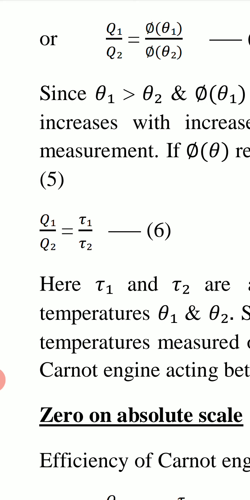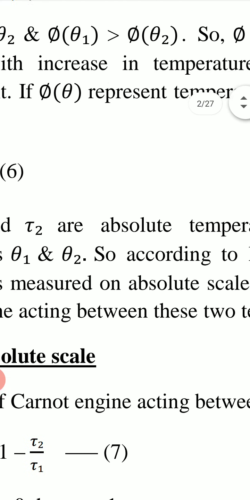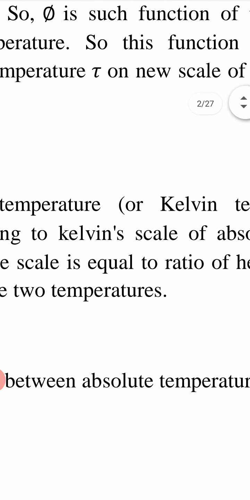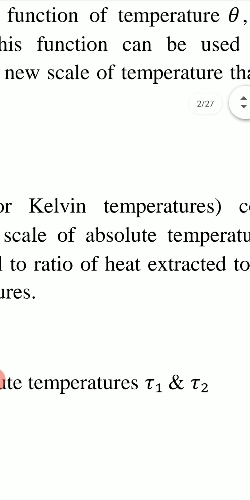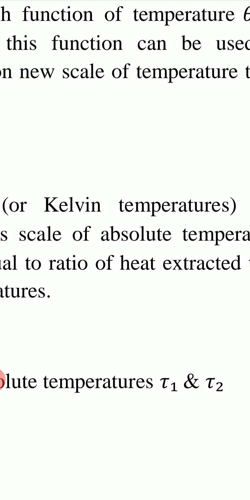So ratio of two temperatures that are now tau 1 and tau 2 is equal to ratio of two heats Q1 and Q2. Here tau 1 and tau 2 are absolute temperature or Kelvin temperatures. These are temperatures on new scale, that is known as Kelvin's absolute scale.